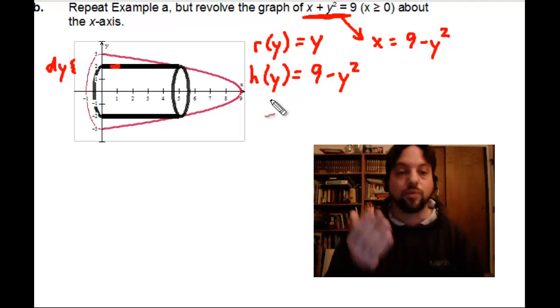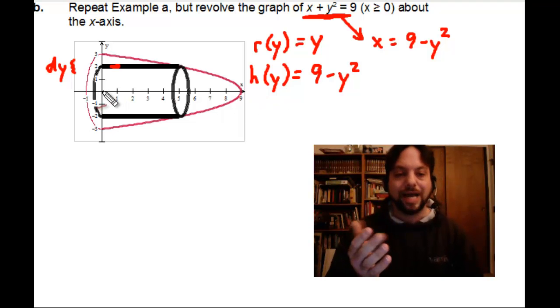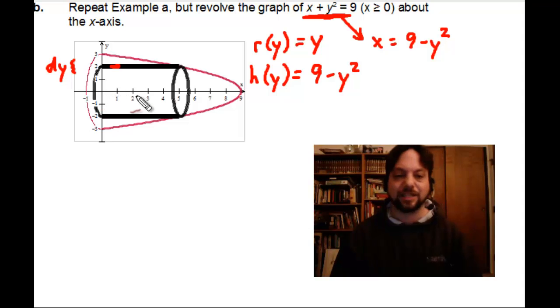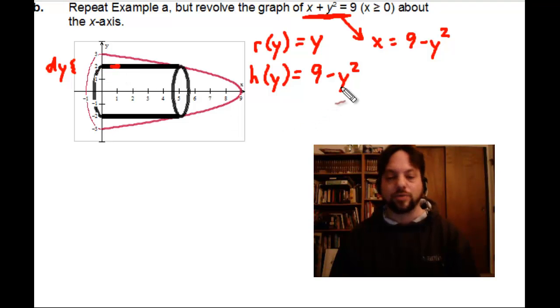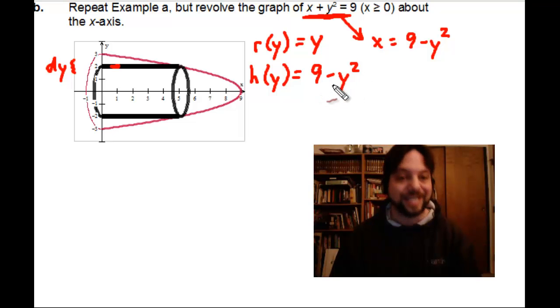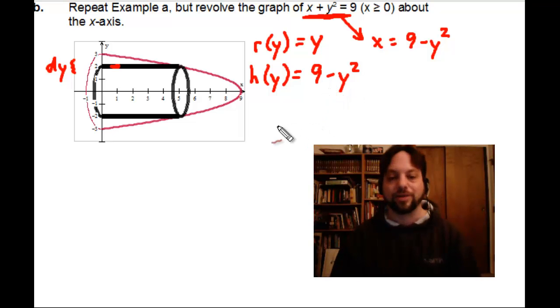Check that out for yourself. When y is 0, how tall is that cylinder? Well, it should be 9. And if we plug 0 in here, we do get 9. So that works out quite well. And that would be our first shell. Our last shell is when y is 3. And what should be the height of each shell when y is 3? Hopefully you can see that the height should be 0. And in fact, when we plug 3 in for y in the equation, the height is 0. So this works out rather well.